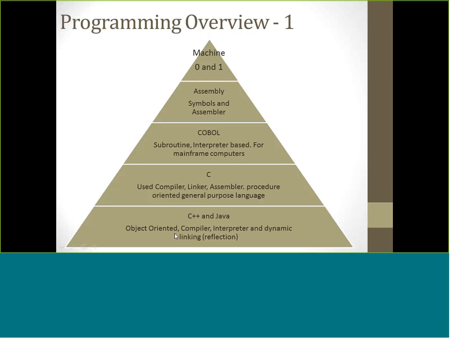We have other terms like compiler, interpreter, dynamic linking. These things are basically just to help the general purpose programmer write the program without worrying about the internal complexities that the programming language or the related hardware has to deal with, right? Okay, so any question on this particular pyramid or the language history? If not, then I will move on to the next slide.